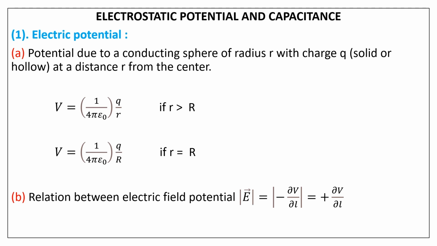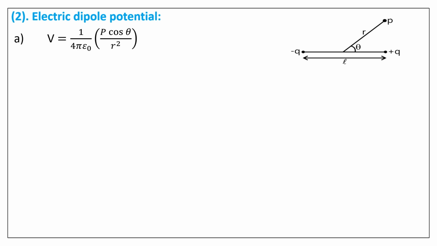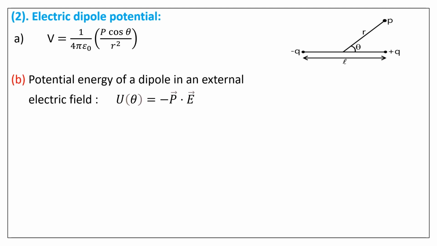B. Relation between electric field and potential. Mod of vector E is equal to modulus of minus dV by dL, which is equal to plus dV by dL. 2. Electric dipole potential. A. V is equal to 1 by 4 pi epsilon naught into (P cos theta by r square). B. Potential energy of a dipole in an external electric field. U(theta) is equal to minus P dot E.